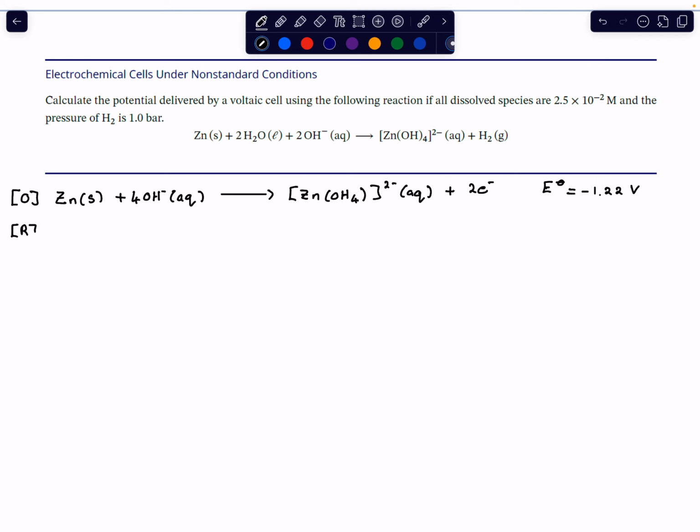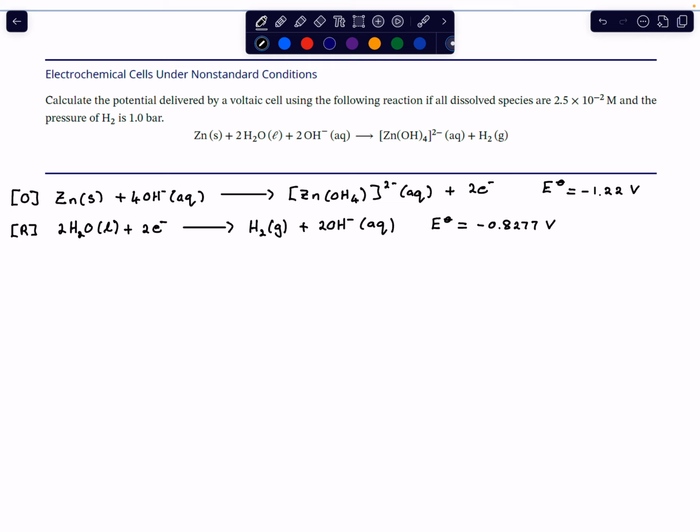And our reduction reaction that we're interested in is 2H2O liquid plus 2 electrons to give us H2 gas plus 2OH minus aqueous. And if you look up its half cell potential, you should see 0.8277 volt.